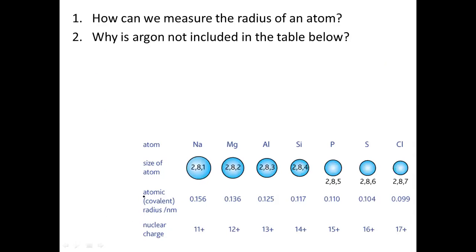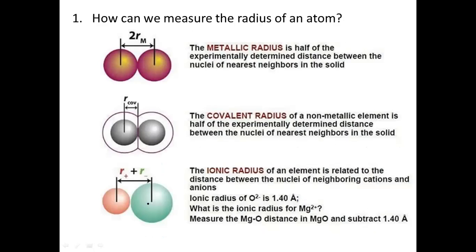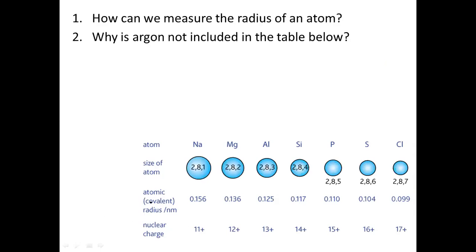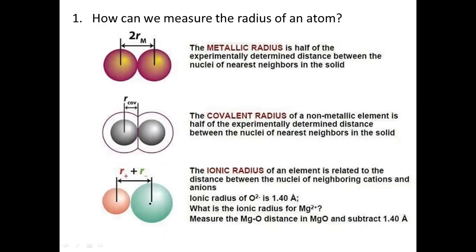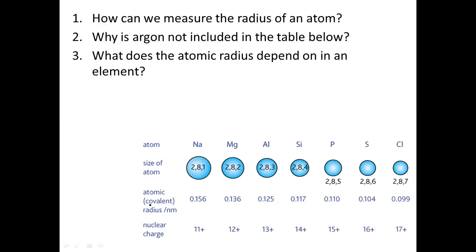Okay, so why do you think argon is not included in this table below? Well, because all of these rely on bonding, isn't it? And argon is a noble gas. Noble gases traditionally, in general, don't react. So we cannot have a metallic bond, covalent bond, or ionic bond to measure the distance between the 2 nuclei. What does the atomic radius depend on in an element?